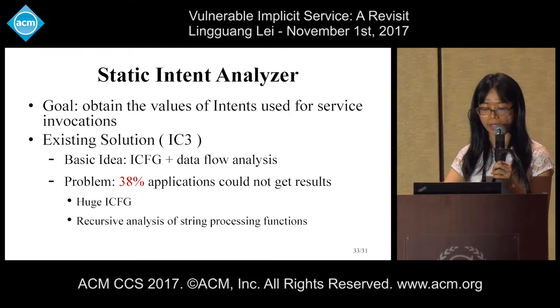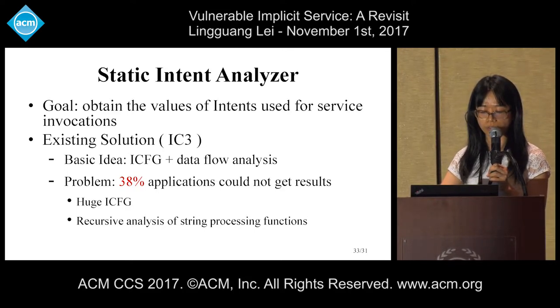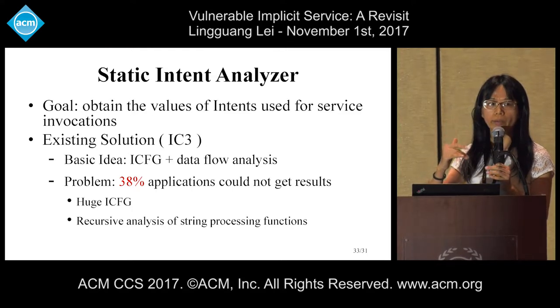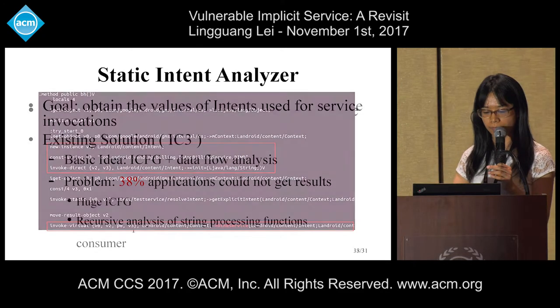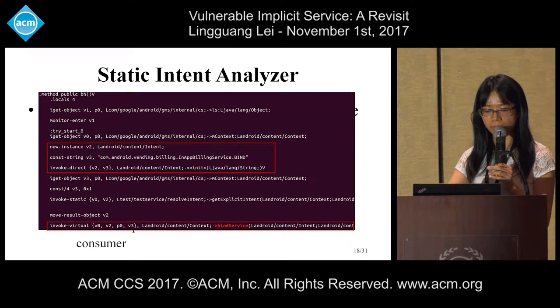But we only analyze based on a partial ICFG, which consists of the methods between the intent constructor and the intent consumer, which means we only analyze the methods from where the intent is constructed to the method where the intent is used to invoke a service component. For example, here is one method in which this is the place where an intent variable is created and the action attribute of the intent is set. And then here the intent is used to invoke a service. So we only need to analyze this method, and we can get the attribute values of the intent.